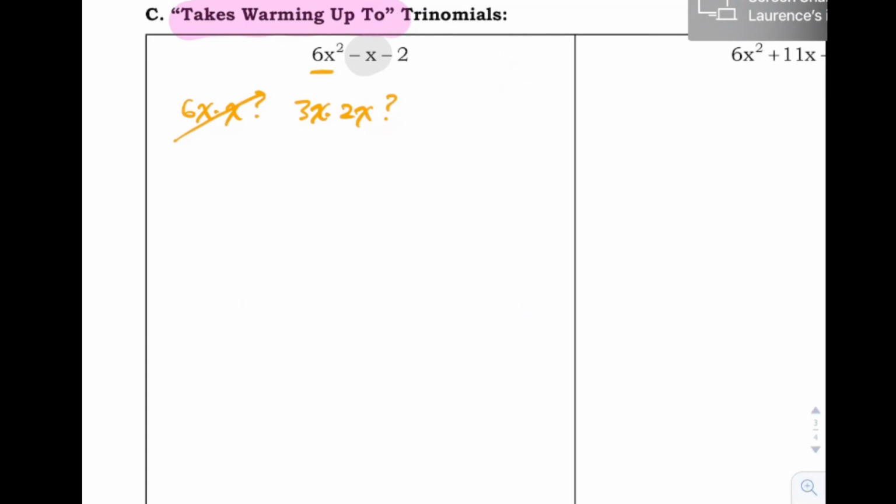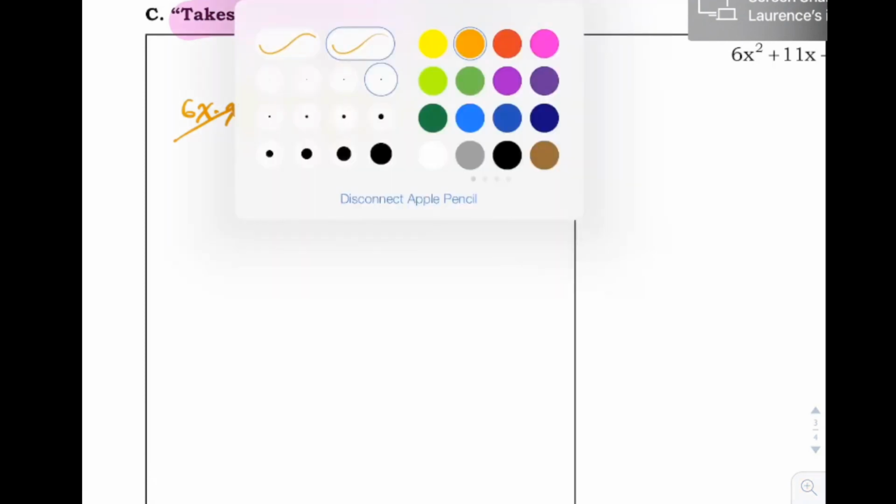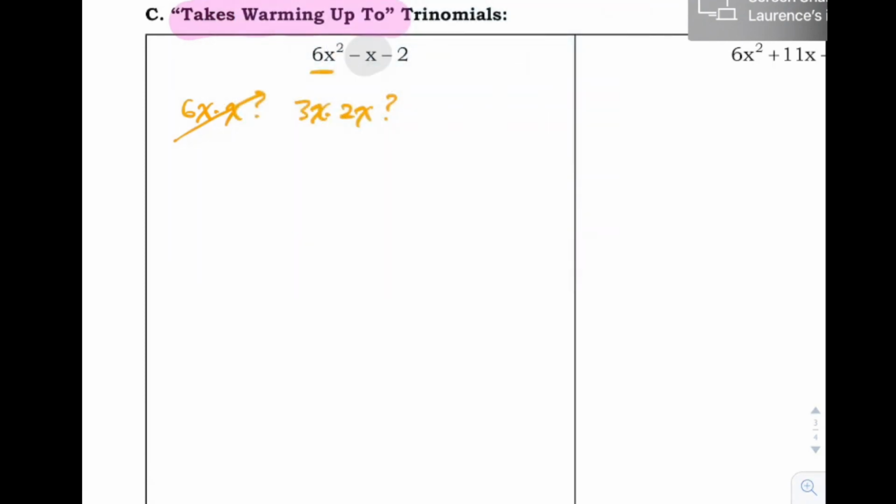Now we're going to have to try the 3x times the 2x. And hopefully something will work. If nothing works, you'll just say, hey, nothing works. It's a prime trinomial that cannot be factored. You can't do it. But we're hoping it'll work. So again, the 2 has to be either a 1 times 2 or a 2 times 1. So maybe I'll try the 1 and the 2 this way first.